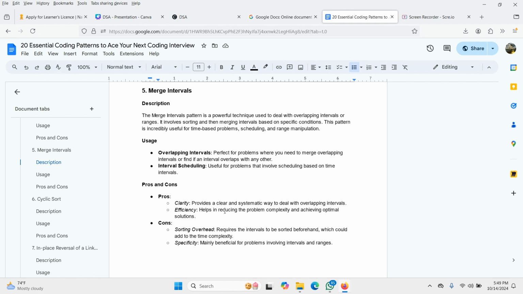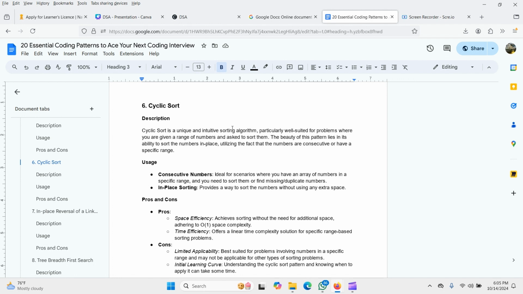The next pattern is particularly suited for problems where we are given a range of numbers, or a range of characters, and we need to sort them. In that problem, we need to use the cyclic sort coding pattern. What is the beauty of this pattern? The beauty of this pattern lies in its ability to sort the numbers in place, utilizing the fact that the numbers are consecutive or have a specific range.